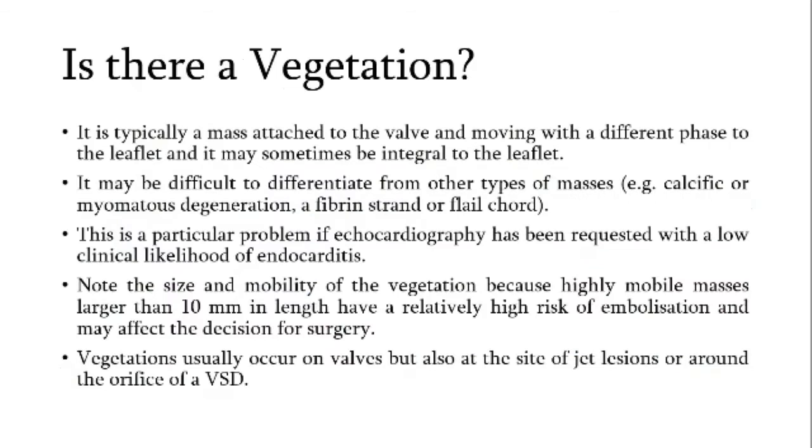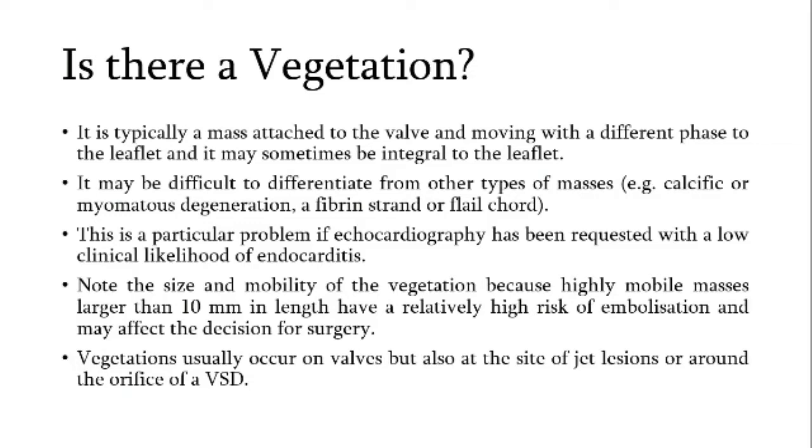So the first question is if there is a vegetation or not. What is a vegetation? Vegetation is typically a mass attached to the valve and moving with a different phase to the leaflet, and it may sometimes be integral to the leaflet. It may be difficult to differentiate from other types of masses like calcific or myxomatous degeneration, fibrin strands, or flail chordae. This is a particular problem if echocardiography has been requested with a low clinical likelihood of infective endocarditis.